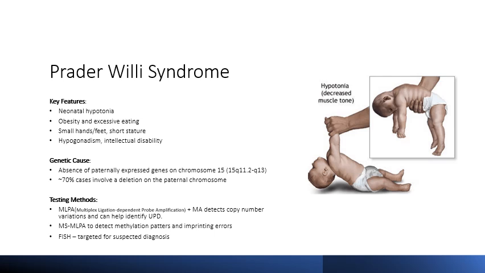Testing methods, as I said, is through multiplex ligation assay or a microarray, which detects both copy number variation and can also identify UPD. MS-MLPA, which is a methylation MLPA, detects methylation patterns and imprinting errors. And FISH, as I mentioned, is targeted for suspected diagnosis of deletions in that region.